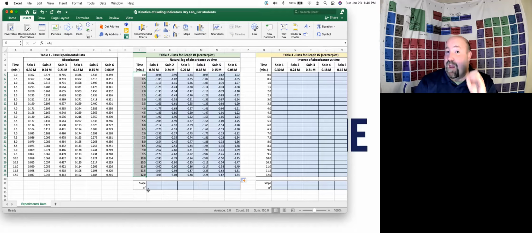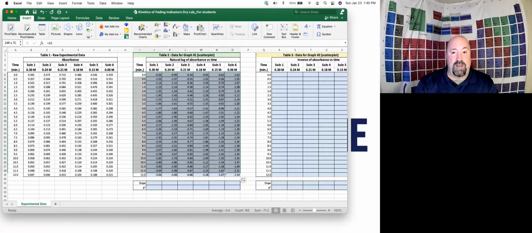Because remember, back to 114, your R² value is what's going to tell you how close to linear that graph is. The closer that value is to 1, the more linear it is. And so what you want to do at this point is make all 6 graphs of each of these solutions versus time. And you can plot them all onto one graph.